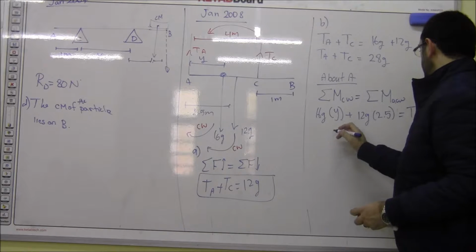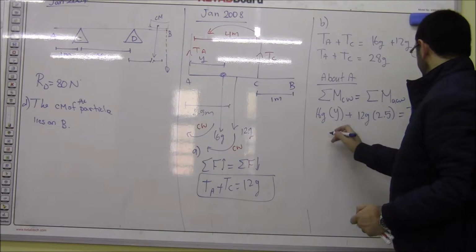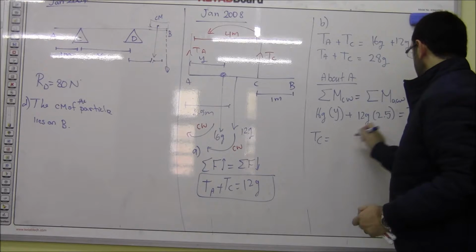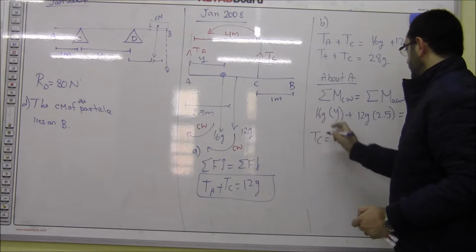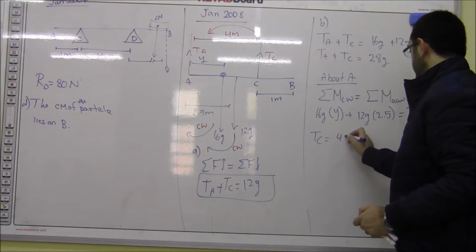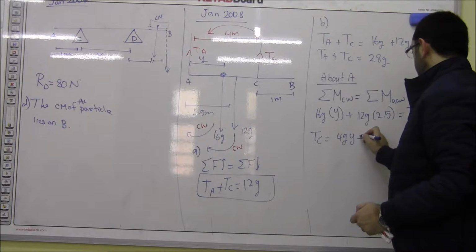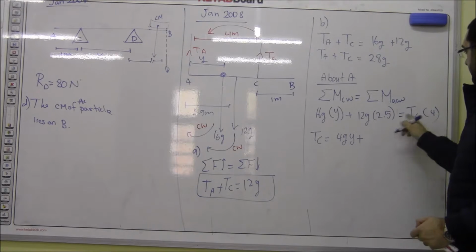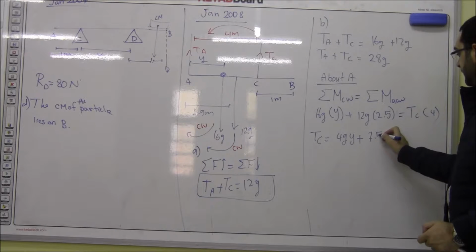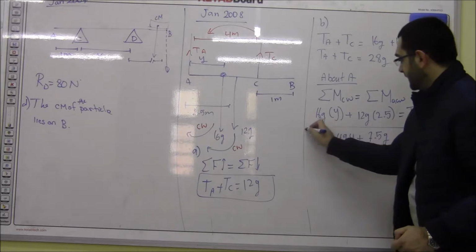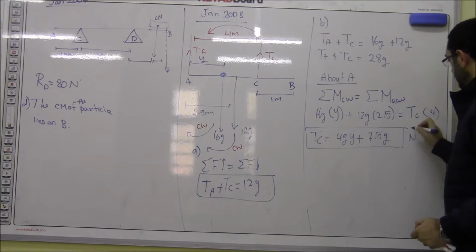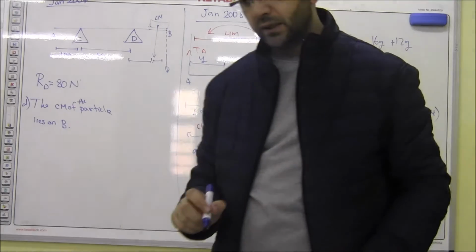In this way, 12 TC equals 12G, 4G y plus 3 times 7.5G. This is TC in newtons. Okay, guys?